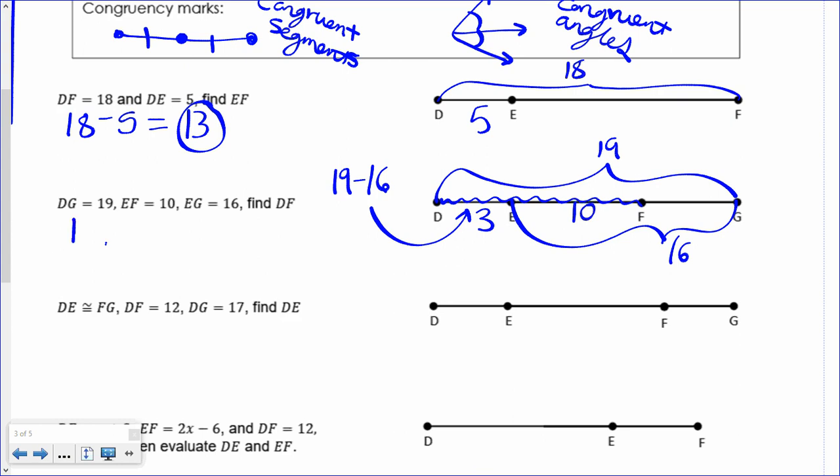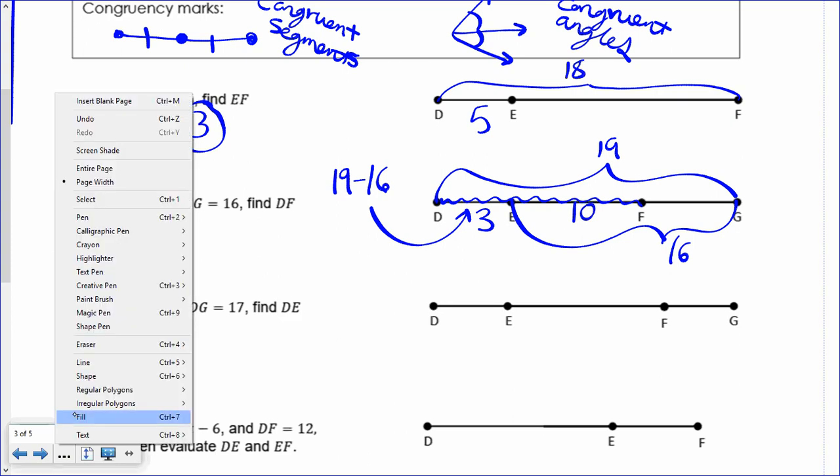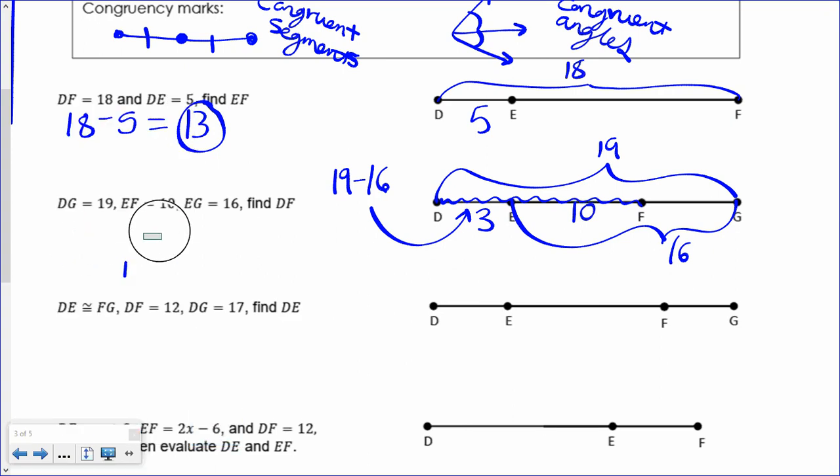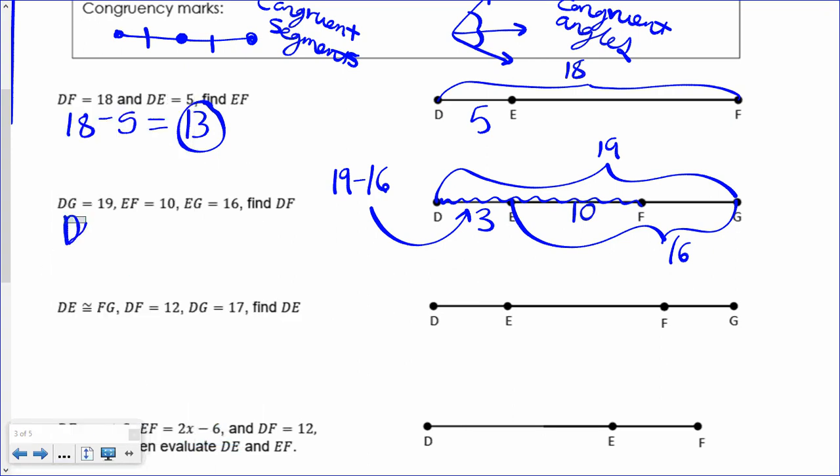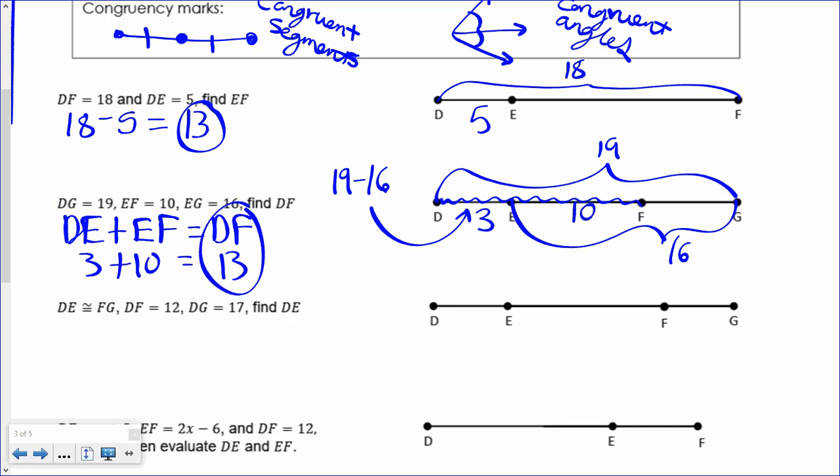Yes, I do. If I have DE and I add that to EF, that will give me all of DF. So I have 3 plus 10 equals 13. That's what I'm after.